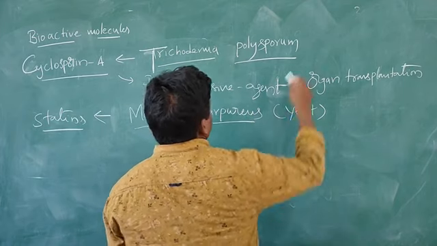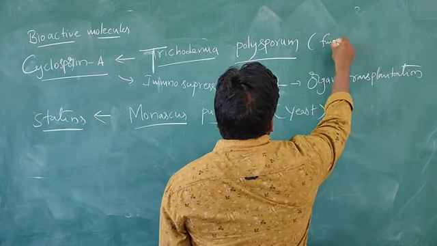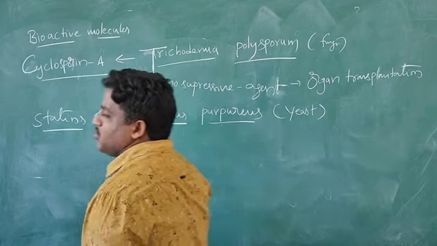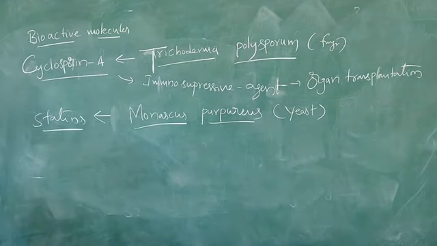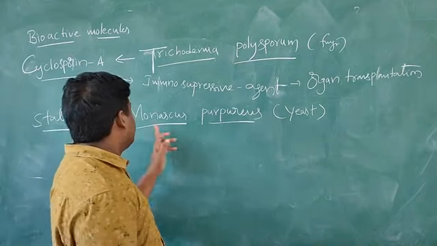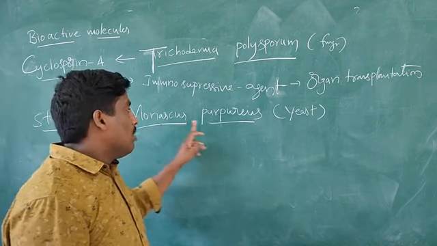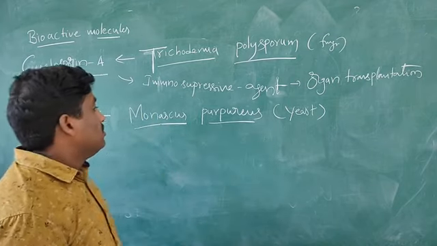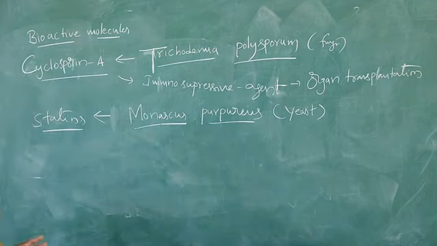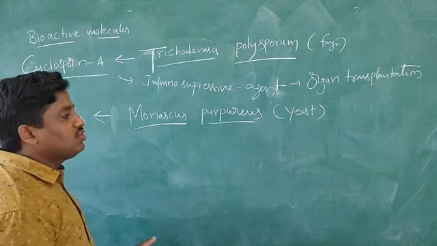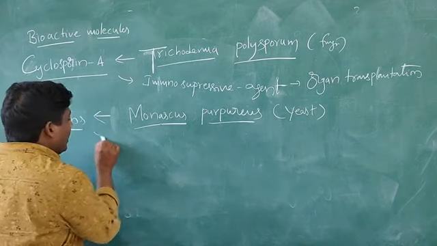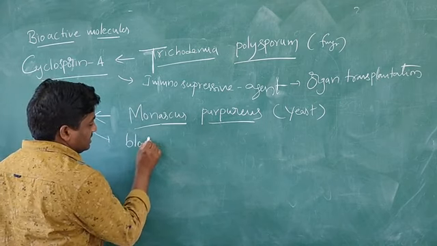Trichoderma means it is a fungal organism, while Monascus purpureus is a yeast organism. It is produced by yeast. So what is its use? The statins are mainly used as a blood cholesterol lowering agent.